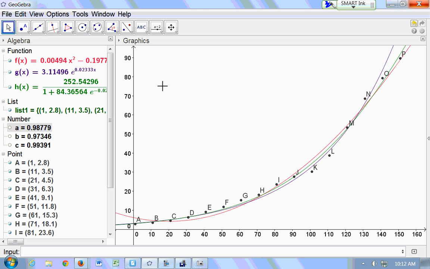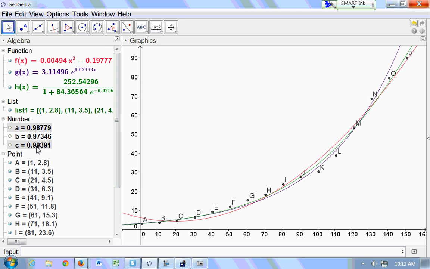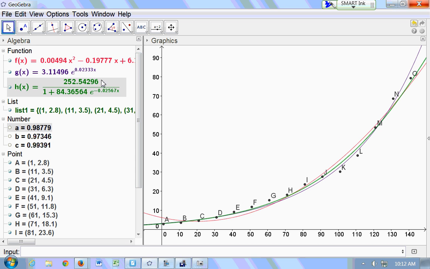Rounding. Let's do 5 decimal places. There we go. All right, so it looks like the logistic is better. So this 0.98779, that's our quadratic. Then we tried exponential, it was not quite as good. And then we tried logistic, which is a little bit better than exponential. So let's put the logistic function into my math lab, see what it does.